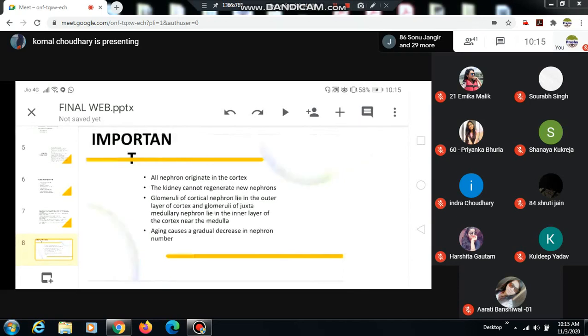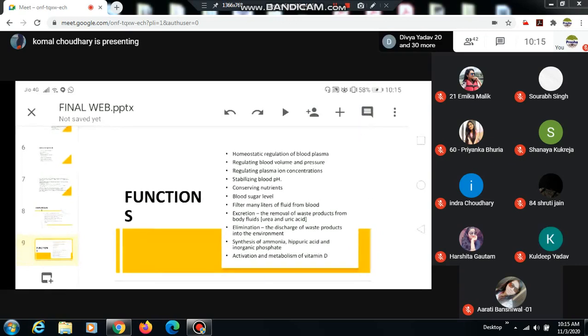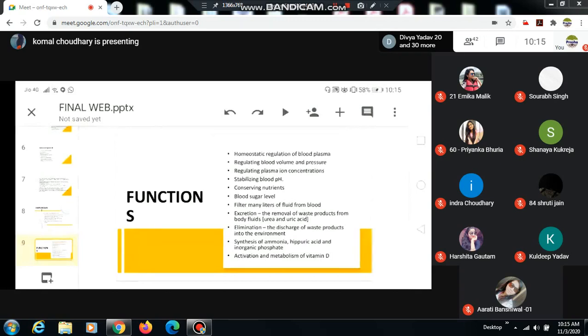Functions of the kidney are regulating blood volume and pressure, regulating plasma ion concentration, stabilizing blood pH, conserving nutrients, maintaining blood sugar level, filtering many liters of fluid from blood, removal of waste products from body fluids, and discharge of waste products into the environment, activation and metabolism of vitamin D, and excretion of ammonia and hippuric acid, and also some inorganic phosphates.